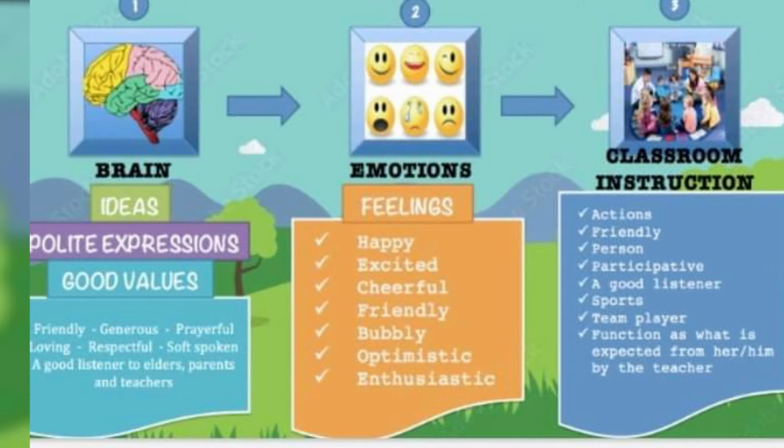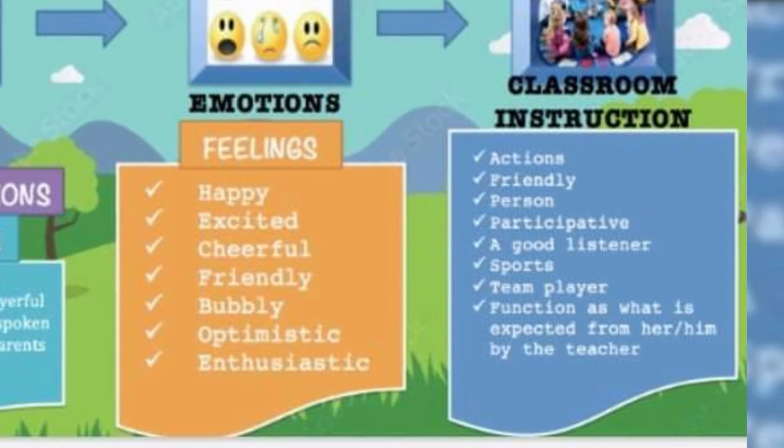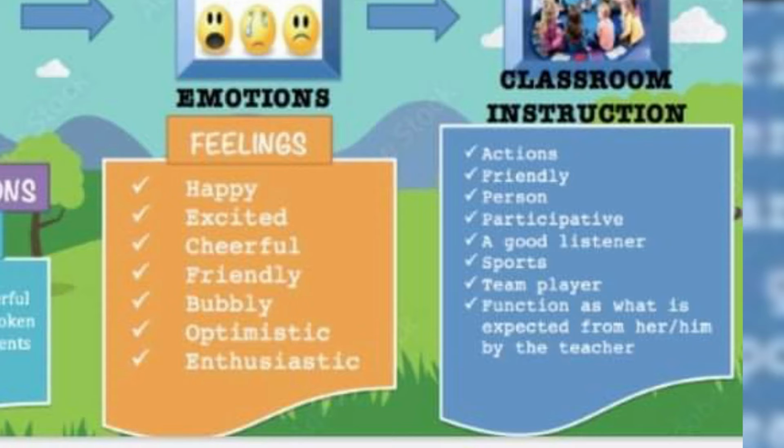And this child, if this child will be inside the classroom, a teacher would expect also that this child is a friendly person. All of his classmates are his or her friends and very participative, very sporty. When we say sporty, she or he may win or lose in classroom competition. It's fine. She would be happy. A team player also. And this child will function as what is expected from her or him by the teacher.